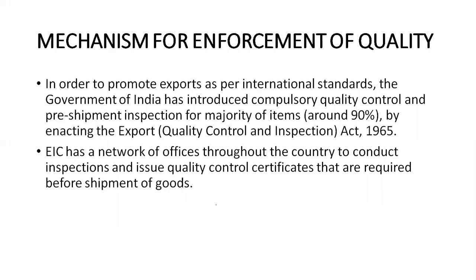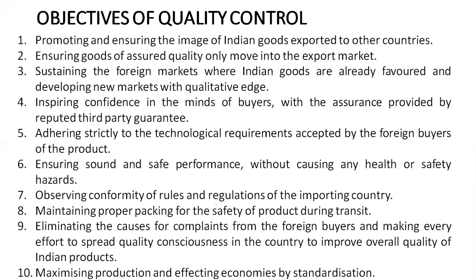Okay, so for that matter they have introduced export inspection agencies, which have a wide range of network available in India. Under the EIC they have also established EIA, which is known as export inspection agencies. So this is the governance part and the mechanism part of the enforcement of quality rules and regulations. Ultimately, the Indian government wants that whatever we send to the international market should have international quality. It should match with international quality standards. Okay, so these are the objectives.